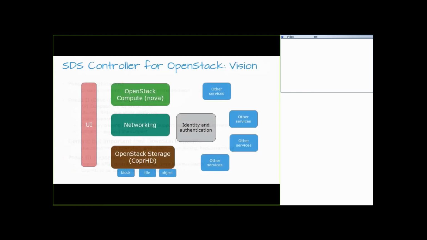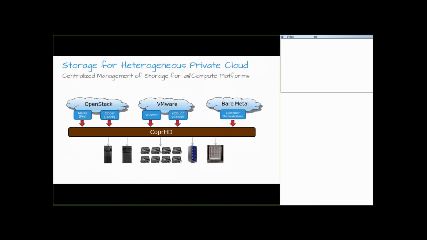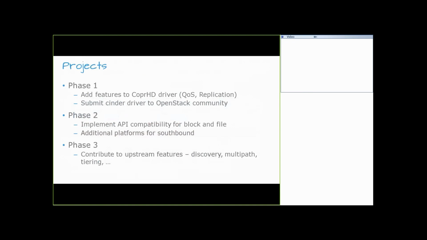Okay. I think I'm almost done. As Sal was saying, long term we want to have a single layer which handles all block, file and object. And again, we want to have a common layer which spans across OpenStack, VMware, bare metal, and all the different platforms. I did identify some of these projects. Let's see if anything fits.